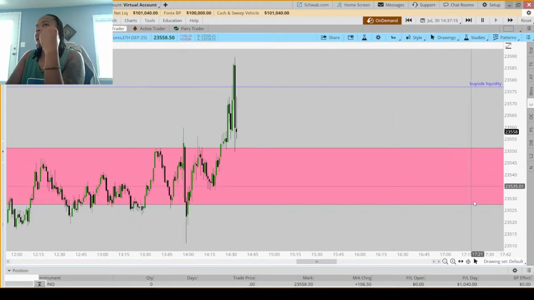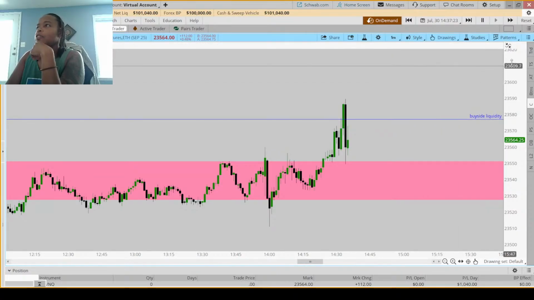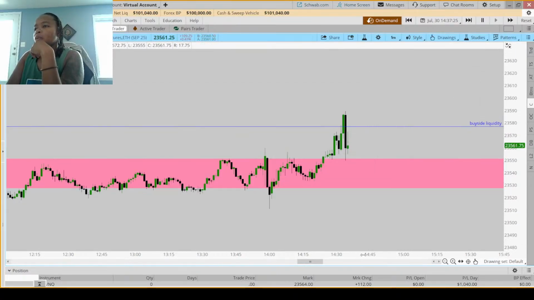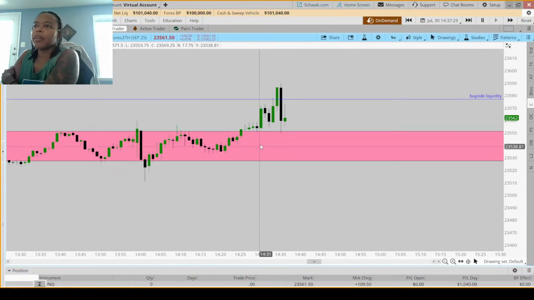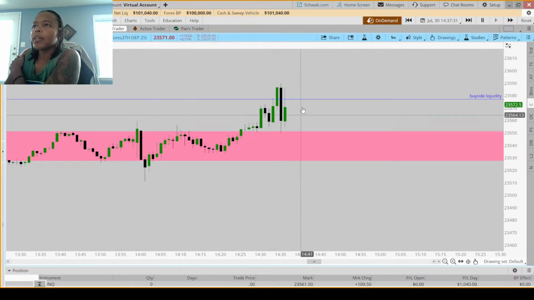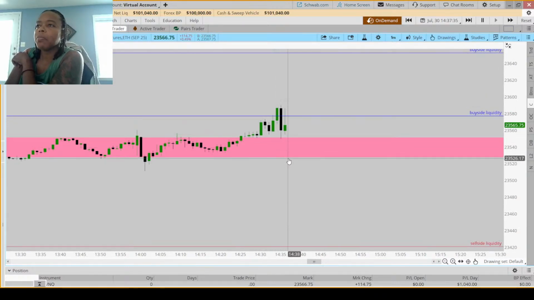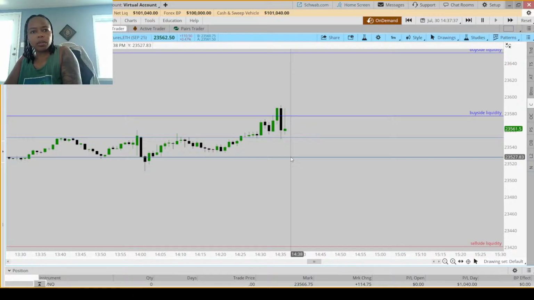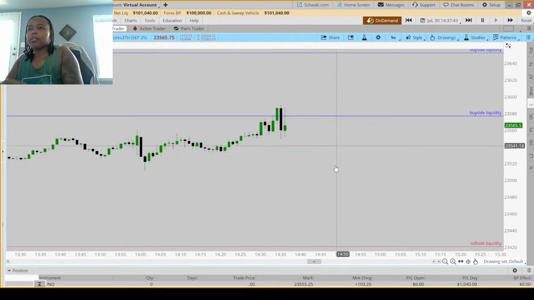So it's 2:35 and I'm looking for something to get taken out. So we have some liquidity that got swept there. We had a little shift here. I don't like that shift. I need it to be a little bit more. And we're going to take this off because I don't want it. Yeah, so I'm going to take that off right there.